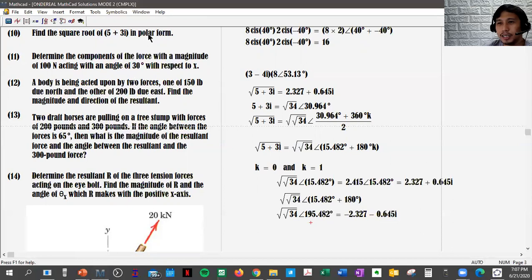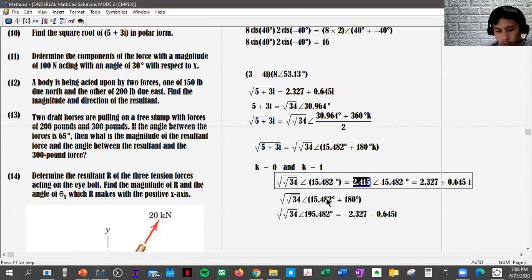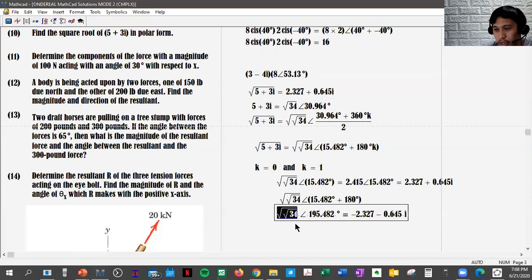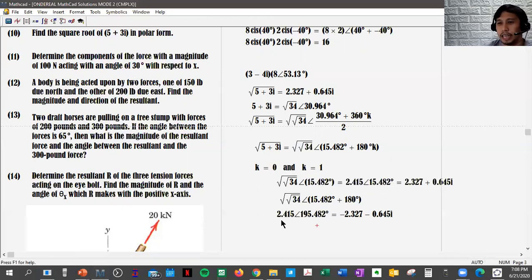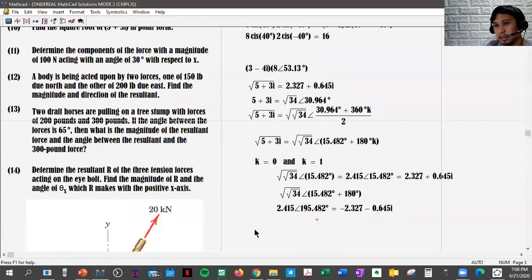But since we're asked to make that in polar form, actually ito, pwede ito na yung sagot, no? Pwede you are to make this as 2.415 instead of square root of 34. Okay, so the answer is this at saka this. No? Ganun yan.